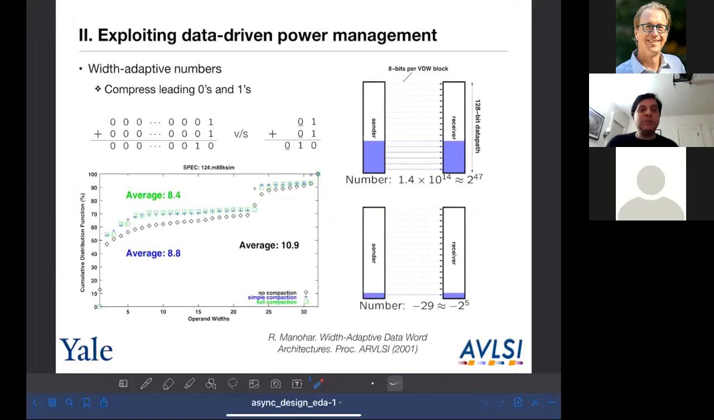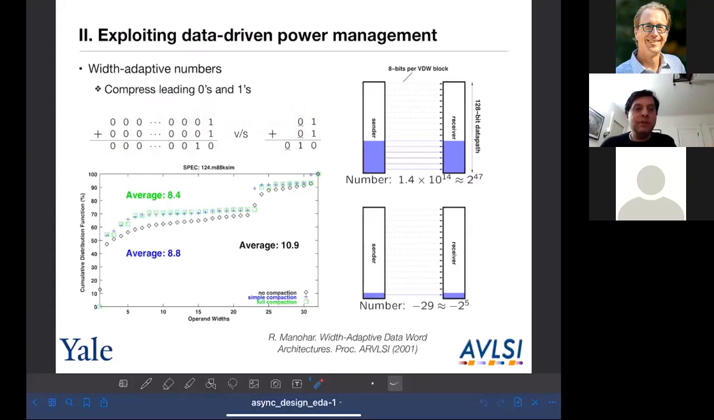Here's another example of a design that we did where we did data driven power management, and we built what we call width adaptive numbers. So what do I mean by that? If you imagine trying to do arithmetic like this, if you're doing a normal ALU, you're doing arithmetic with all these zeros up here, right? So instead, we used a number representation where, along with the digits, we had extra information that told you that the number ends at this digit, right? So here is 0, but there are no more digits that are more significant than it.